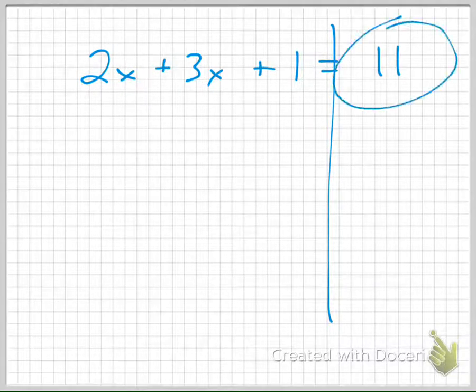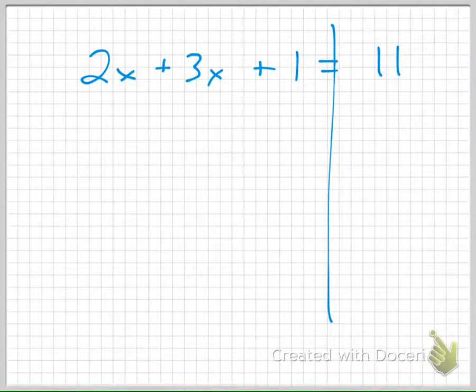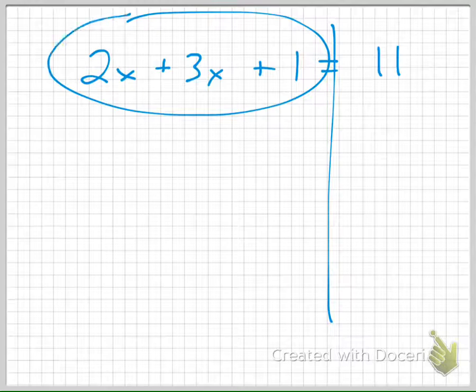Is that 11 cleaned up? Can you do anything with that 11? Is there anything that you could? No. 11's by himself. He's fine. Over here, is there any way that I can clean that up? Can I simplify that side?